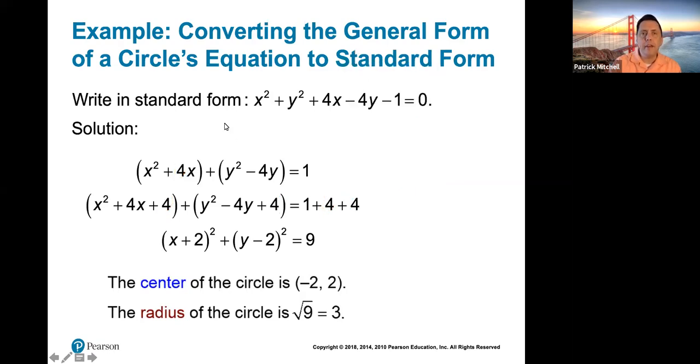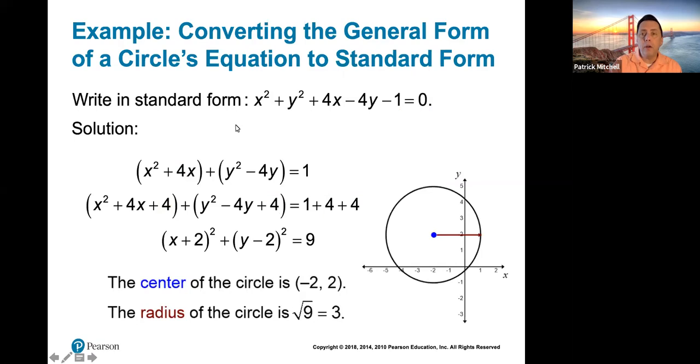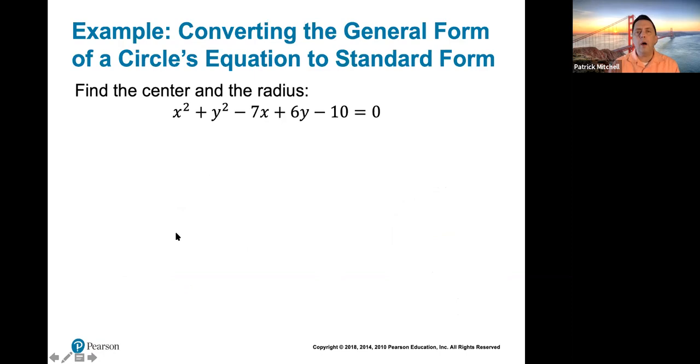All right. So now, and there's a picture of that circle. So there's the center at (-2, 2), and the radius is 3. Okay, so now I would like to give you a chance to try this one. This one is just a tiny bit more challenging, but it's the same idea. So if you want to pause the video, go ahead and do that and try it. And then when you're ready, we'll compare notes.